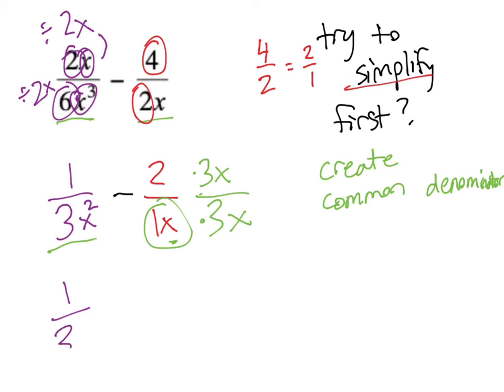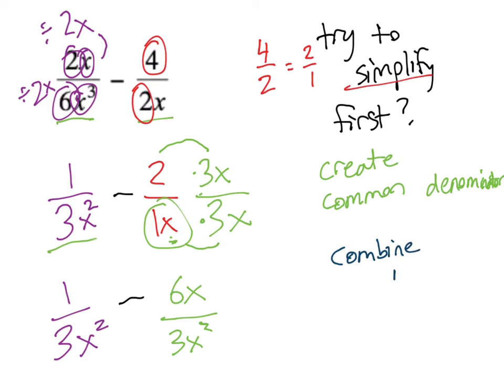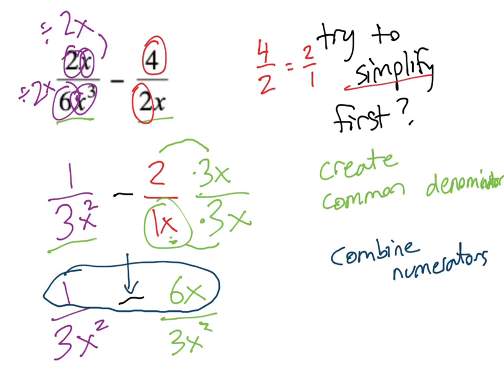So we still have 1 over 3x squared on the left, and on the right, we have 2 times 3x in the numerator, equal to 6x. And 1x times 3x is 3x squared, the common denominator that we want. Now that we've got that common denominator, we can combine the numerators together. And this is a subtraction problem, so we're going to do 1 minus 6x in the numerator.